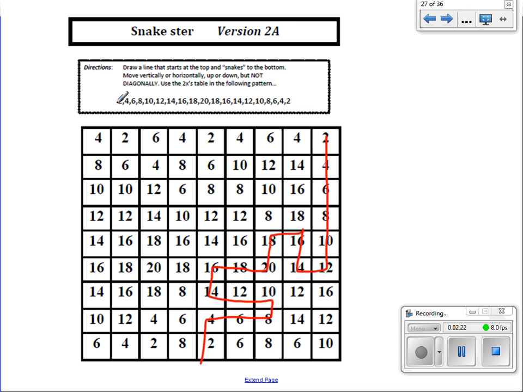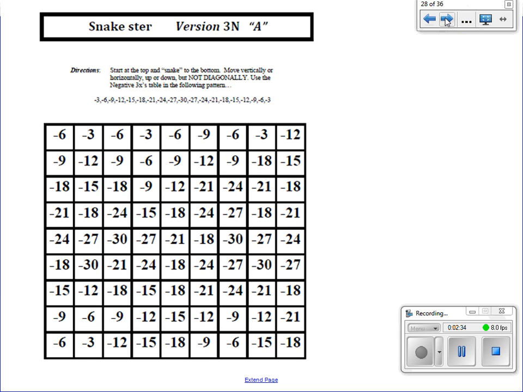There's 3s. It goes 3, 6, 9, 12, up to 30, and then back down for all the different times tables. There's also a set, in case the kids are a little bit older and think this is too young for them. Bam. Toss in a negative sign, and it looks like 7th and 8th grade material.